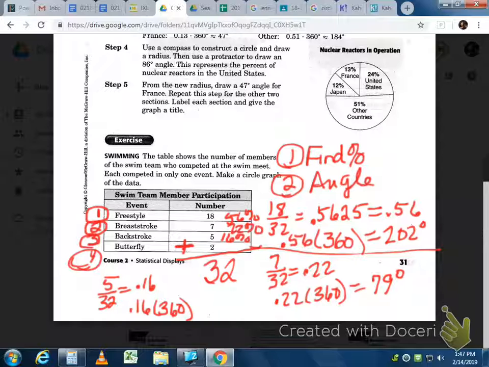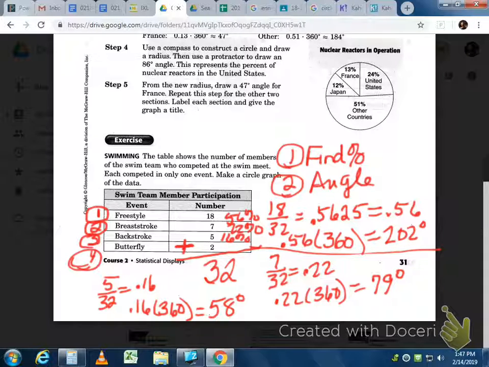Did anybody in that group do 16% of 360? What'd you get? 234. Too big. So 16% of 360, 0.16 times 360. Alexa, did you multiply already? 57.6. It's 58 degrees. Yeah, 58 degrees.